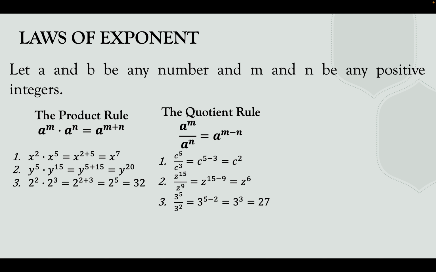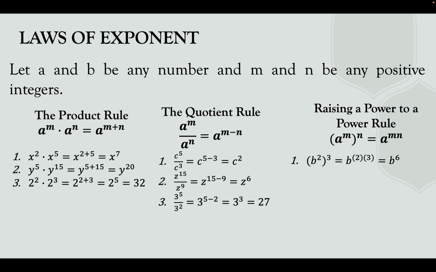Example 3, 3 raised to 5 divided by 3 raised to 2. So we have 3 raised to 5 minus 2, which is 3 raised to 3. So 3 times 3 times 3, we have 27. Raising a power to a power rule. If you have an exponent raised to another exponent, you just need to multiply them.